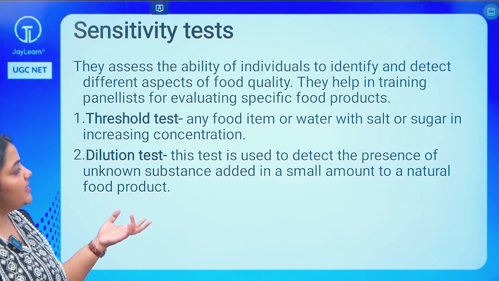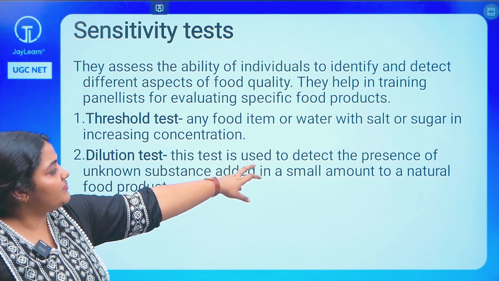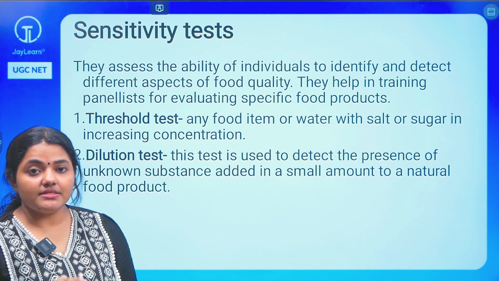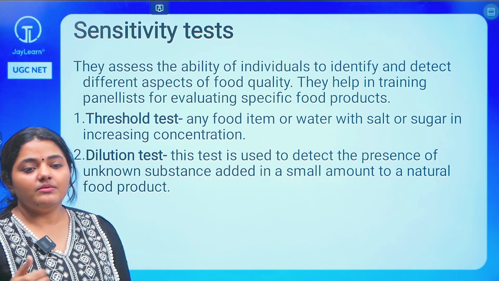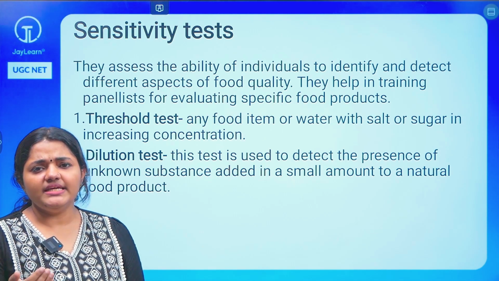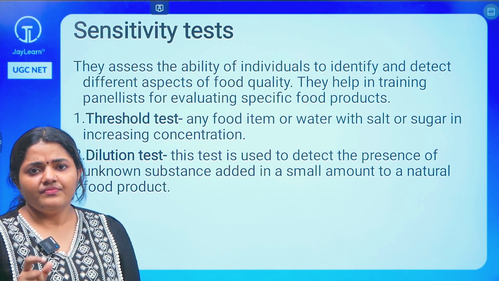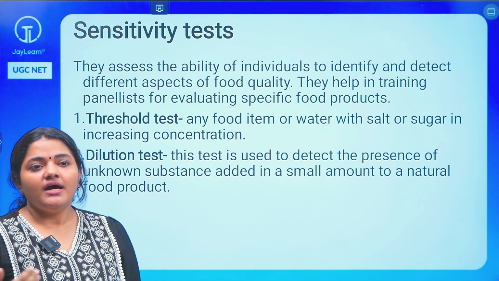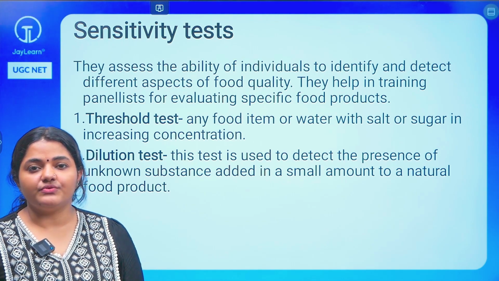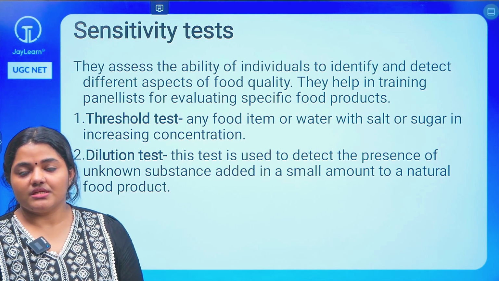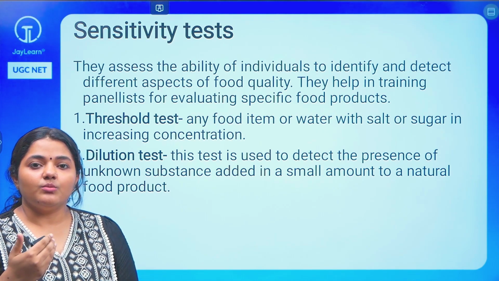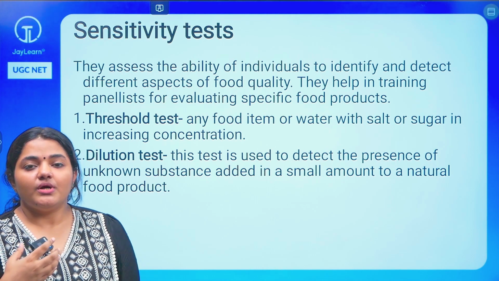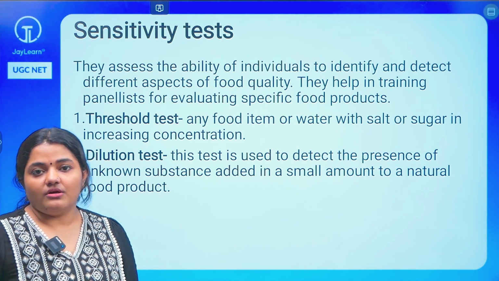First one is threshold test, usually done with water with sugar or salt, with increasing or decreasing concentration given, and we will be asked to identify the concentration. We'll be given unknown samples, and we can rank those particular food items based on the concentration. If we have high threshold or high sensitivity in our taste buds, we'll be able to rank it accordingly.